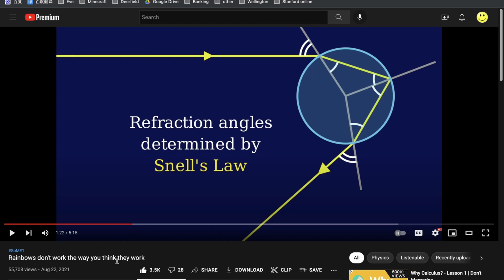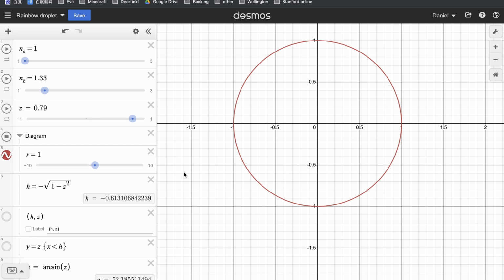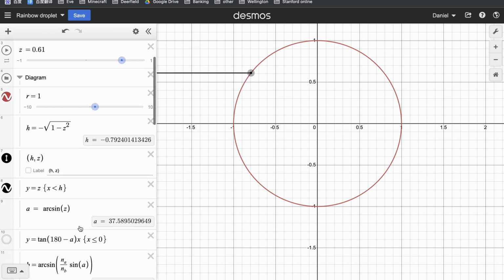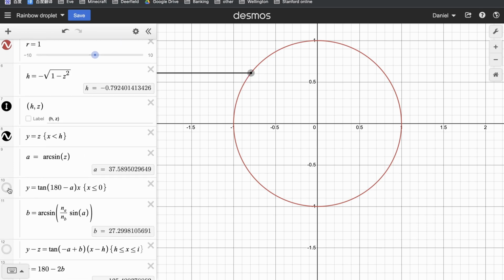Since the video didn't go through the specific trigonometry in this problem, I decided to challenge myself, and so I solved the problem and made a Desmos file visualizing the entire path of the light. You can see here that we start with a circular drop of water of radius 1, and we have a light ray entering from the left whose height can be adjusted by the slider, and it can be both positive and negative. This light ray impacts the water droplet at a specific point on the boundary, and afterwards it is refracted according to Snell's law.